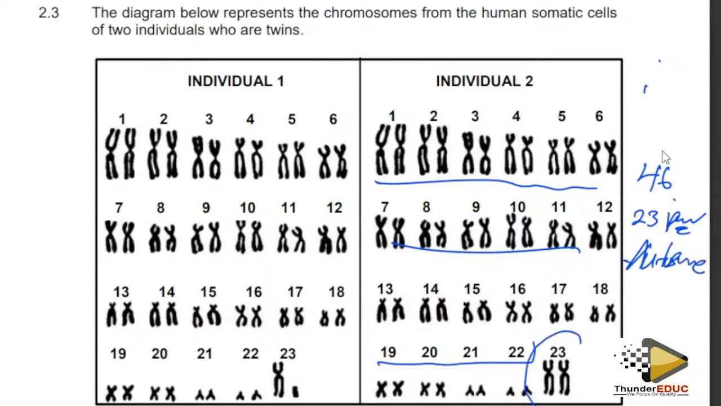The 23rd pair is the gonosome or sex chromosome. The 23rd pair is made up of X and Y. If X and X are together, the individual is a female. All those are marks. If X and Y come together, the individual is a male. You see, you are describing the karyotype. You have already exceeded the 6 marks.